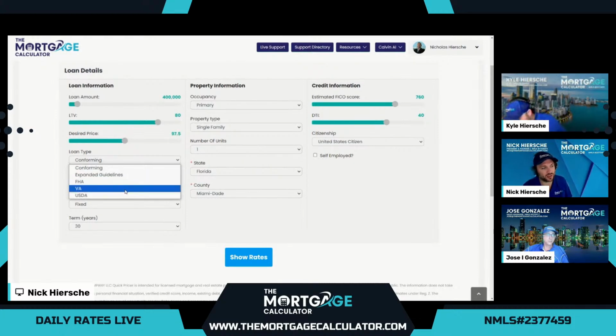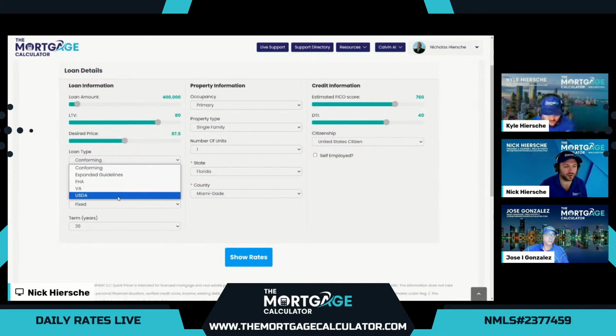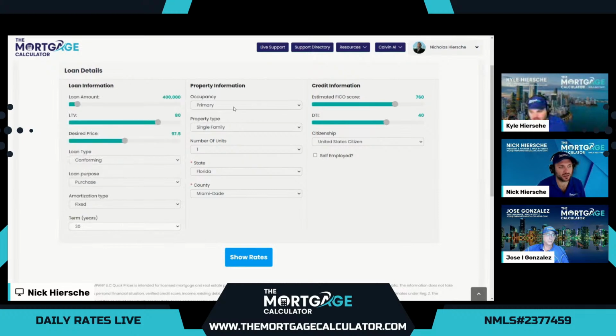VA is only for eligible vets and active service members. If you are eligible, let us know. And USDA is only for eligible properties. If you do happen to be shopping in one of those areas, just let us know. We'll start with conforming, purchase, 30-year fixed, standard loan, primary occupancy, single family home, 1 unit, state of Florida, county of Miami-Dade. For all the demos, we use an estimated credit score of 760, an estimated debt to income ratio of 40%.